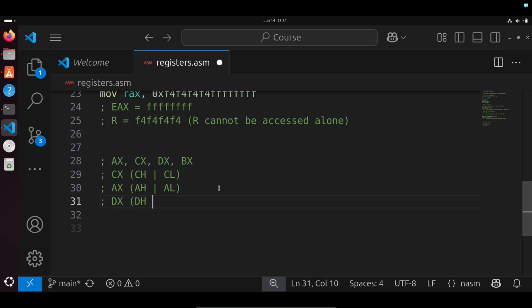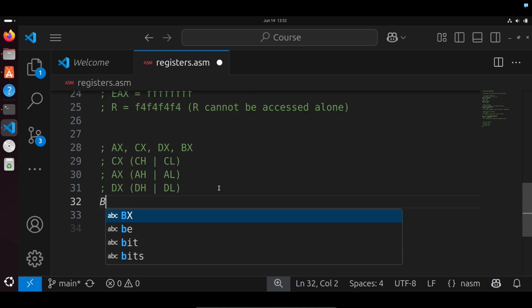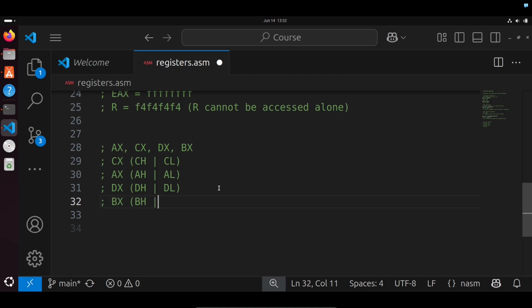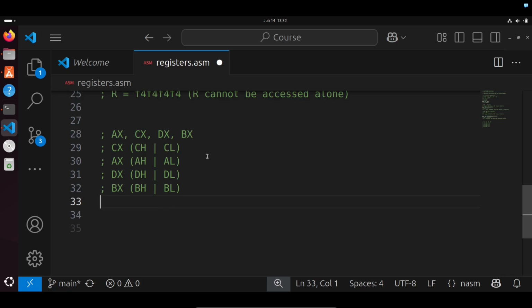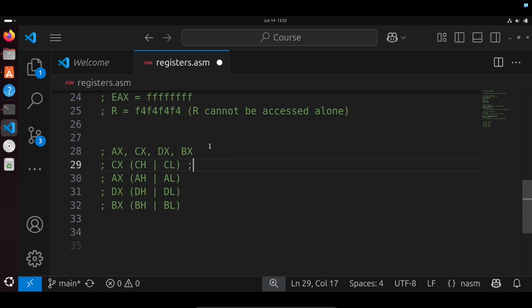DX has DH and DL. BX has BH and BL. And again, these are 16 bits, yeah? Together they make 16 bits.